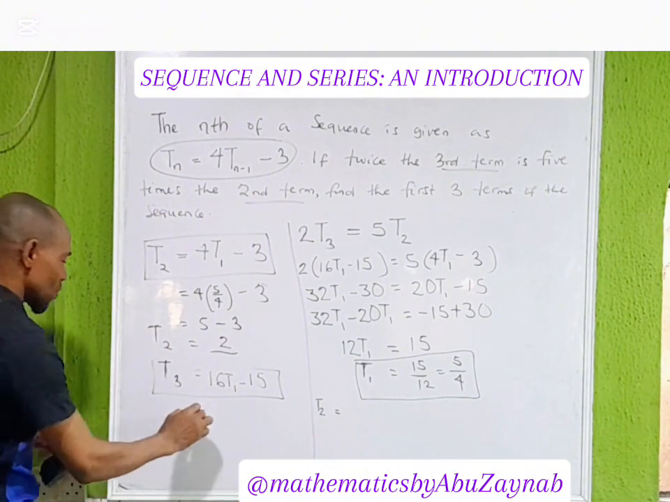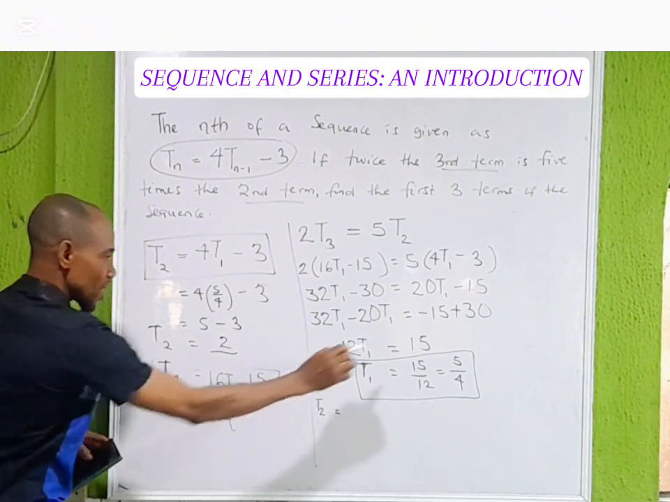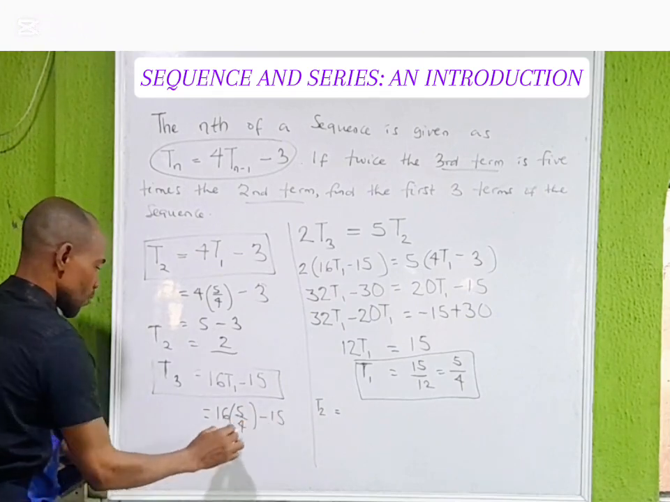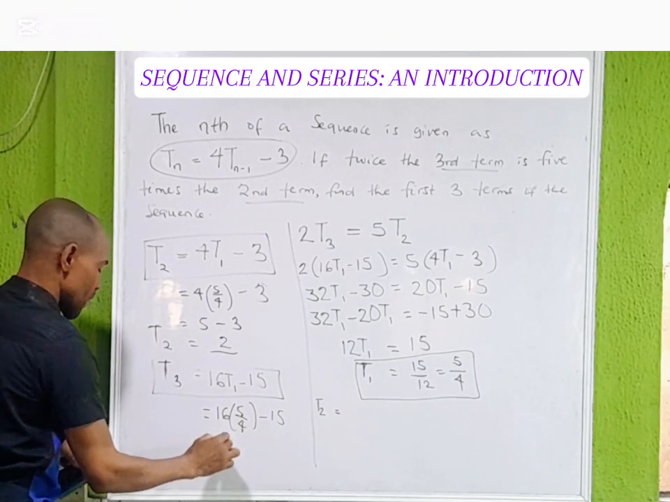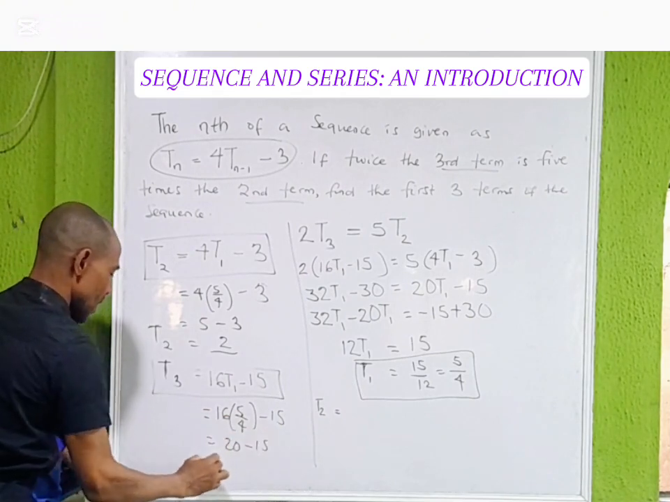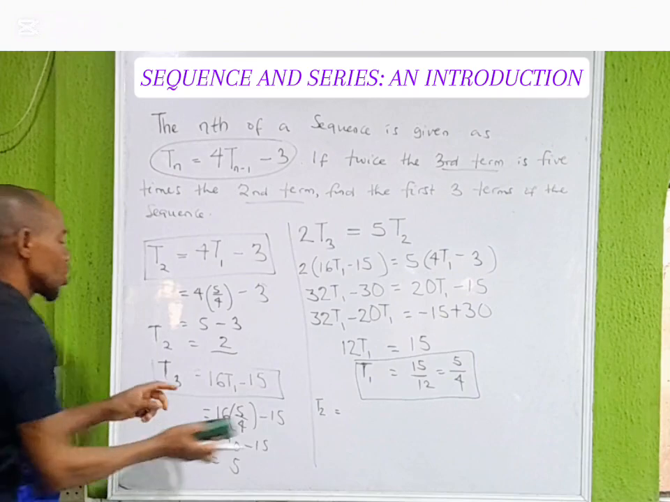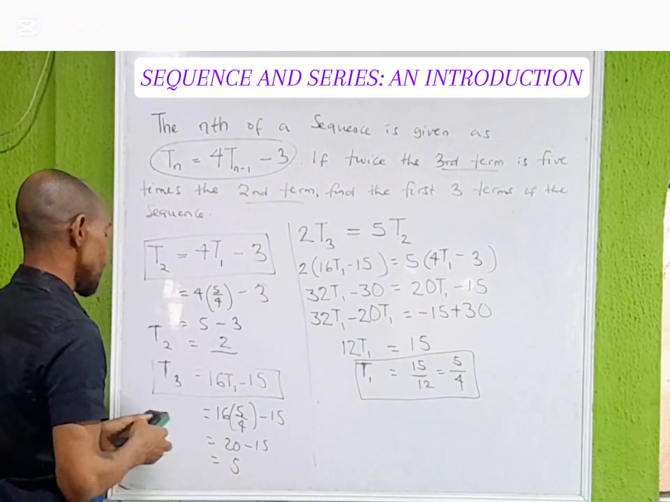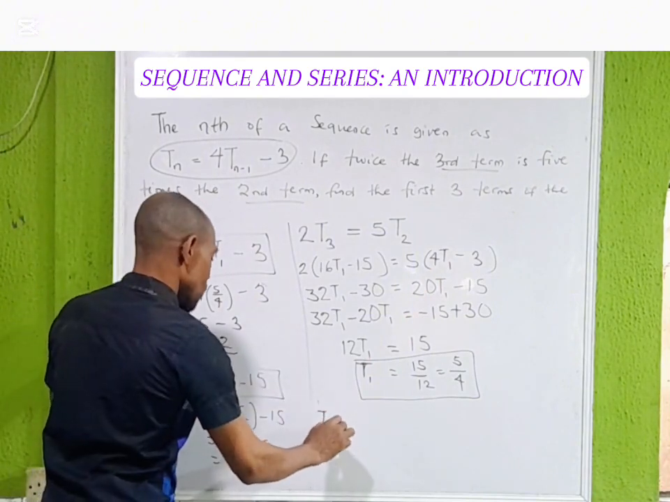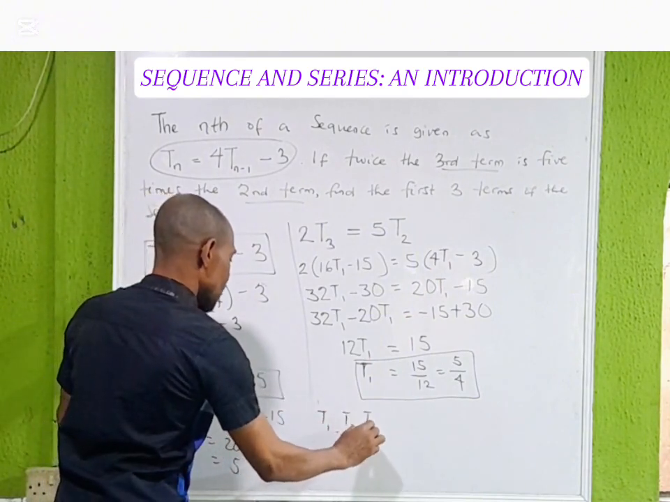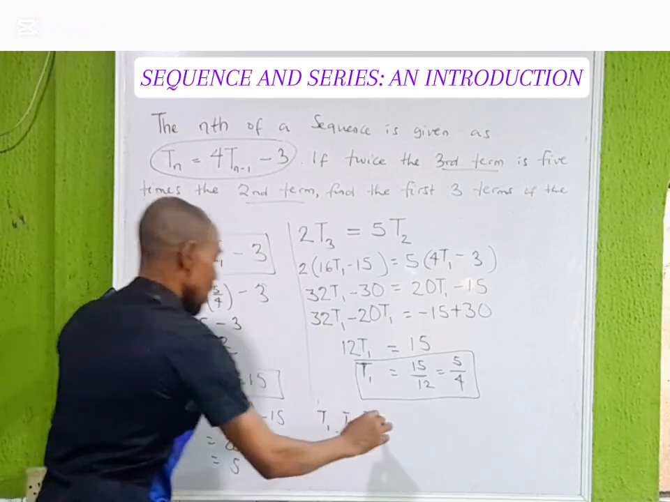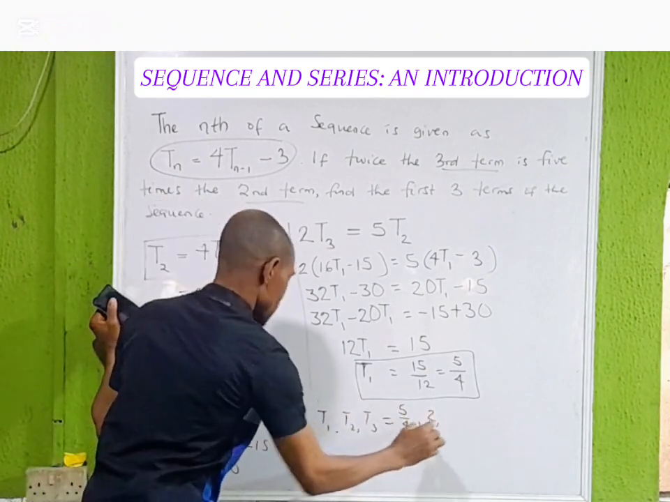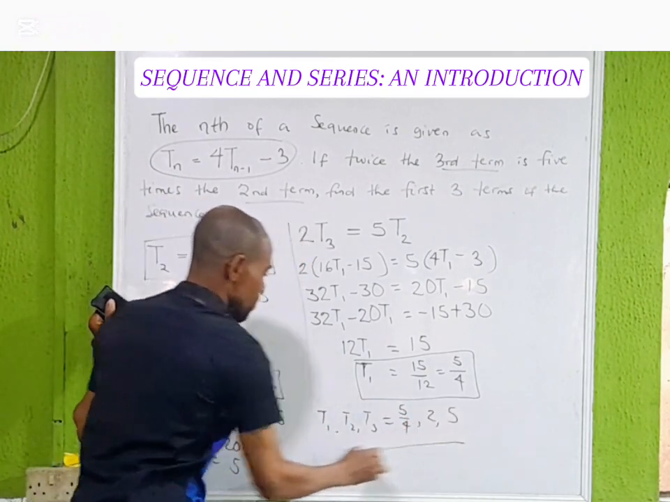Then lastly, what's the third term? Again, the formula is here to rescue us. So you have 16 times T1, what's T1 again? 5 over 4. Then minus 15. So 4 and 16 is 4 times 5, 20 minus 15. And that is 5. So in conclusion, as the question says, find the first 3 terms of the sequence. The first 3 terms are T1, T2, and T3. These are the first 3 terms, and they are numerically 5 over 4, 2, and 5 respectively.